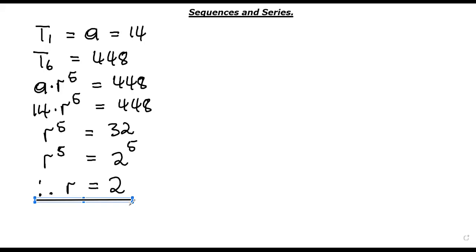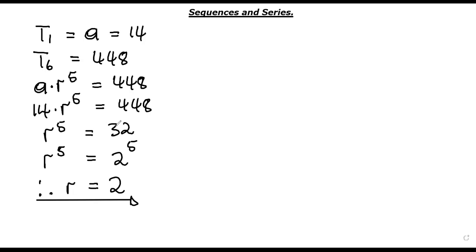Well, of course, there are many ways to kill a cat. You could have decided to introduce the fifth root on both sides, and you'll still get 2. Or you could have decided to raise both sides to the 1/5, and you'll still get 2 even if you do that. But this is the value of the constant ratio.